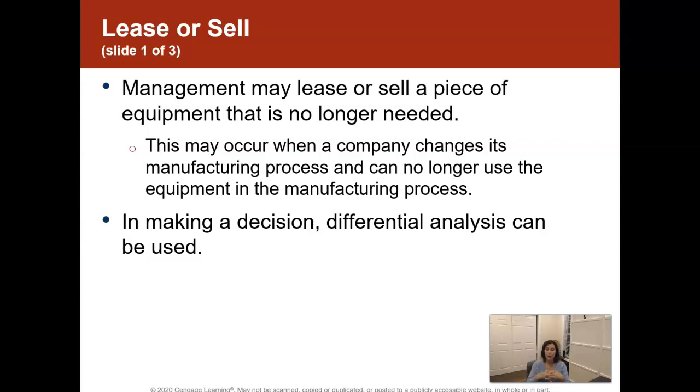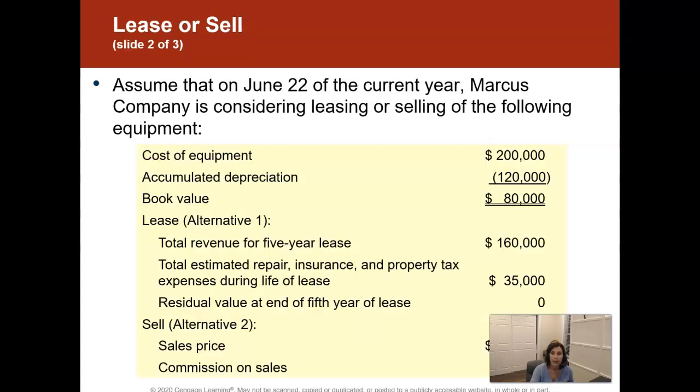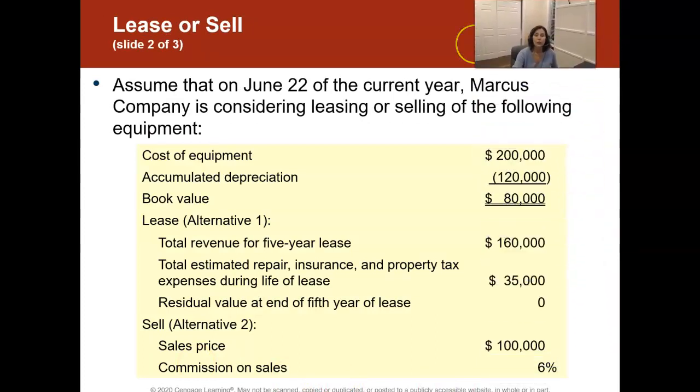What's going to be more profitable for us? And we would use the differential analysis in making that decision. So assume that on June 22nd of this year, Marcus Company is thinking about leasing or selling the equipment, the $200,000 equipment, which we have taken $120,000 in depreciation against. So it's got a book value to us of $80,000.